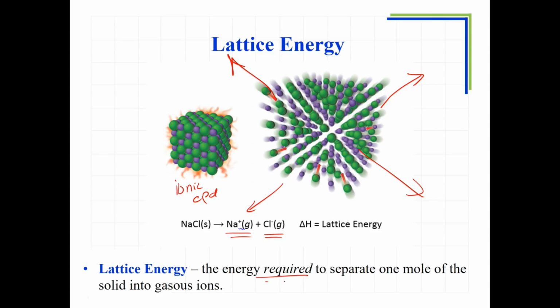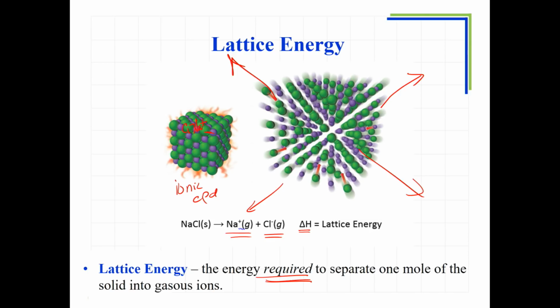The energy required to do that process, and it's required because these are attracted by electrostatic forces, opposite charges. We have a Cl minus being attracted to an Na plus all over the place. And to pull them apart requires energy, and that's the definition of lattice energy. Lattice energy is an enthalpy change. How much energy, enthalpy change, is required to do this process is called lattice energy.